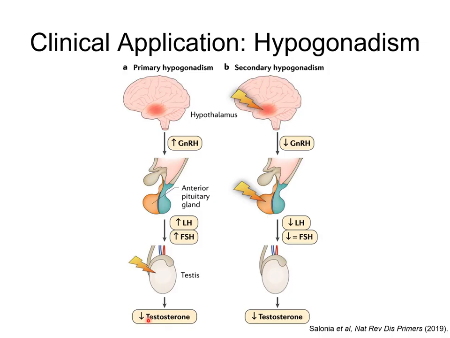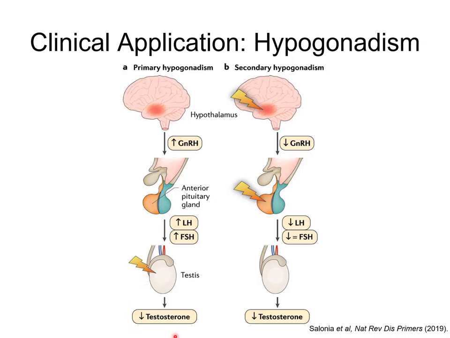Now, when testosterone production is lower, if we recall our negative feedback loops, then we will see that there's no negative feedback regulation upstream, and hence the anterior pituitary and the hypothalamus are increasing their LH and FSH as well as the GnRH in order to try and compensate for the reduction in testosterone.